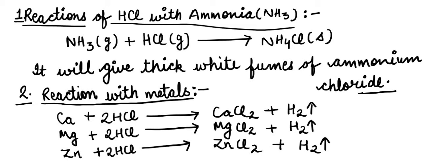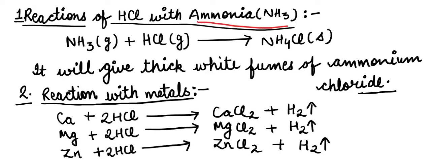Hi, good morning students. So we are discussing our chapter, that is HCl, hydrochloric acid, and now we are doing its part, the reaction of hydrochloric acid with various compounds. The first thing is the reaction of HCl with ammonia, that is NH3, it is given here.